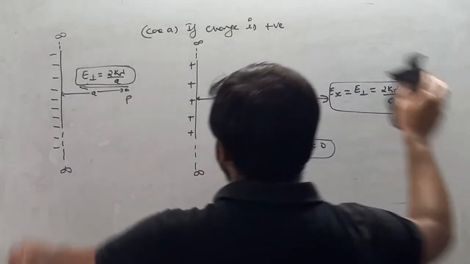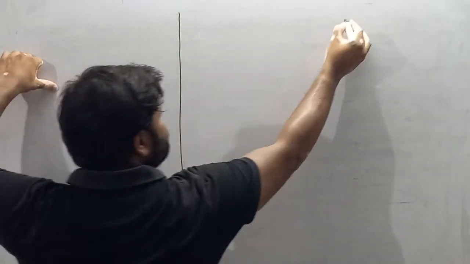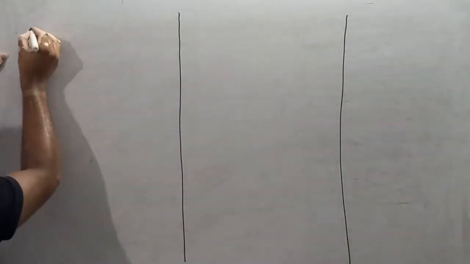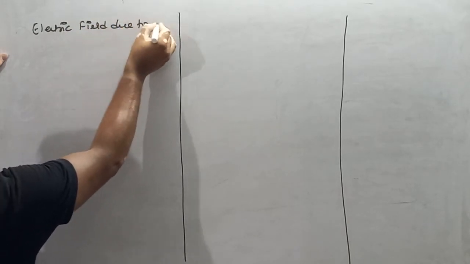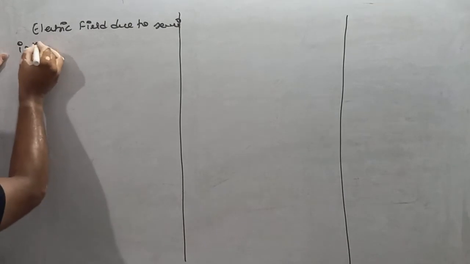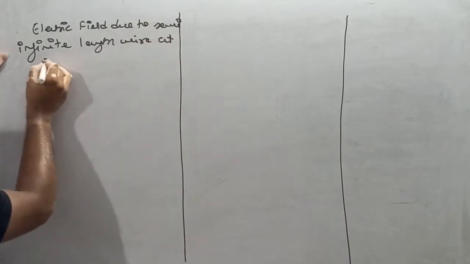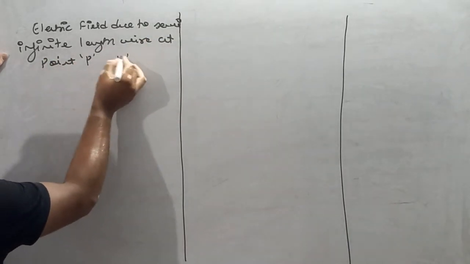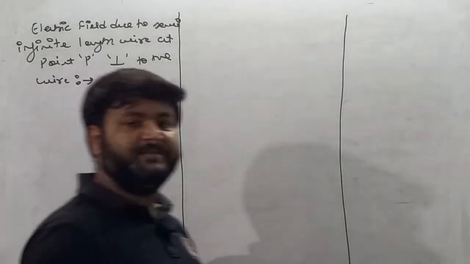So write down the heading: electric field due to semi-infinite length wire at point P perpendicular to the wire. So the position of point P is perpendicular to the wire, my dear student.